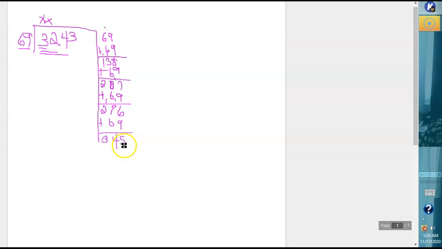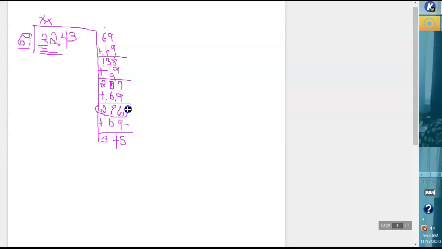If you compare this and this, we have 345 here, but our dividend here is only 324. Now, you cannot exceed this number. So therefore, we are not going to take this 69 here. Because if we add 69 to 276, you will have 345, which is more than 324. So we are going to take the 276.